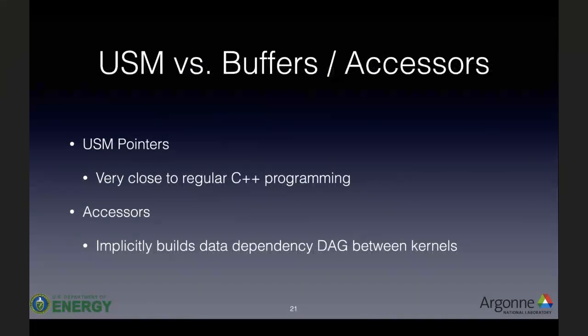The main two differences. What USM gives us is something very close to regular C++ programming. I mean, it's just pointers. Accessors give you something a little higher level, because it explicitly builds a data dependency graph between kernels: I need to read this thing after the previous kernel wrote it, and optimizations take advantage of that. If you want to do that with pointers, there are ways to do it. You can keep track of the events yourself, but you have to do that very explicitly and very manually. So which style to use depends on what your code looks like already.